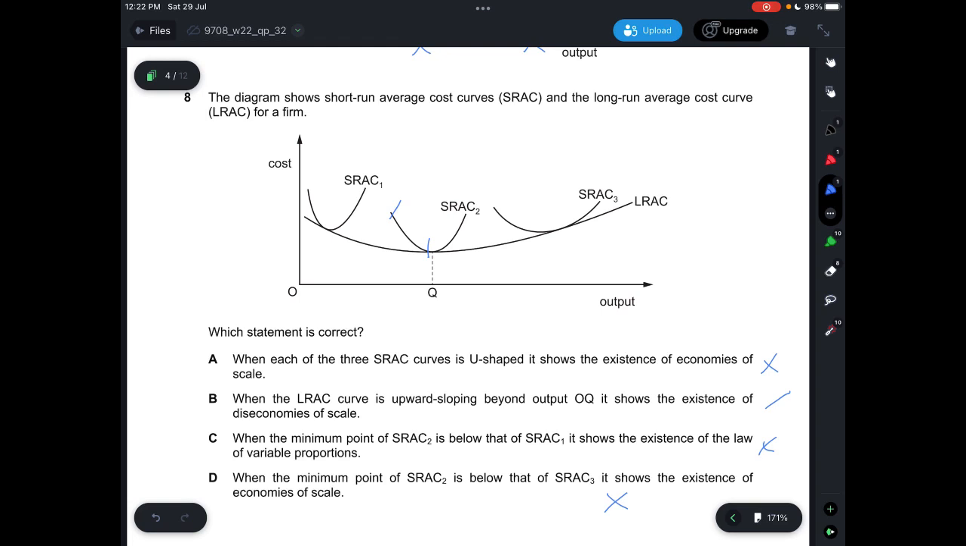So, in order to show the existence of diseconomies of scale, you will see that the LRAC curve is upward sloping beyond output OQ. As you can see from this point, the cost increases. This is diseconomies of scale. From a point close to zero all the way to point Q, this is economies of scale because there's a decrease in cost up to point Q. So the answer for this one would have to be B.